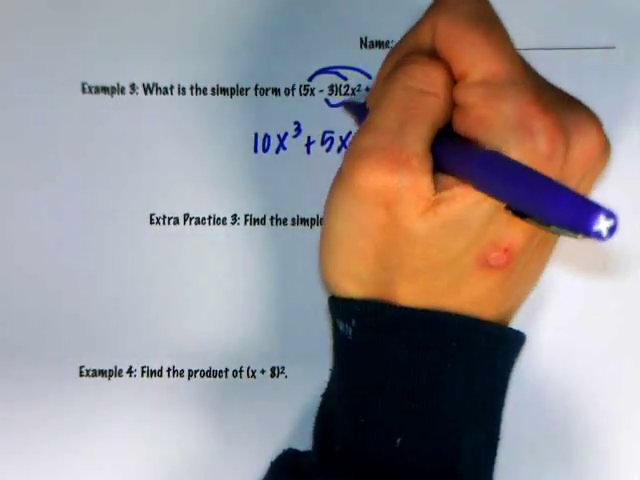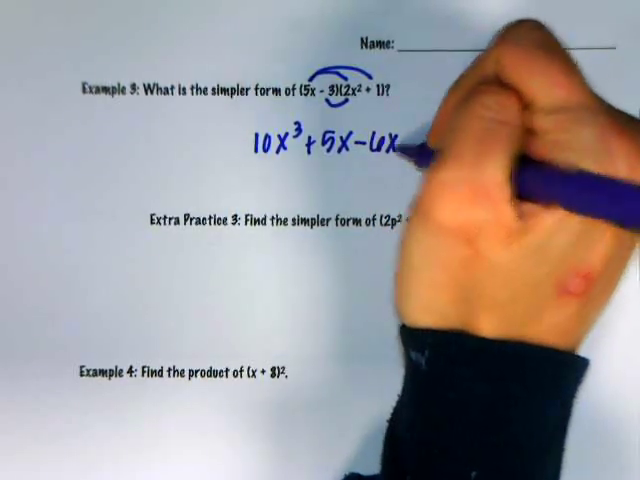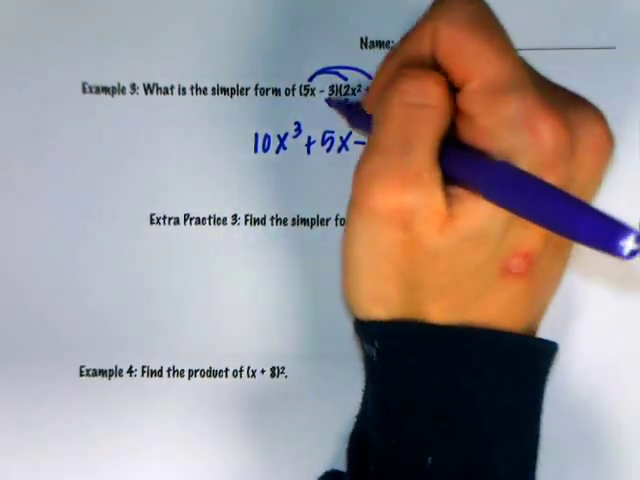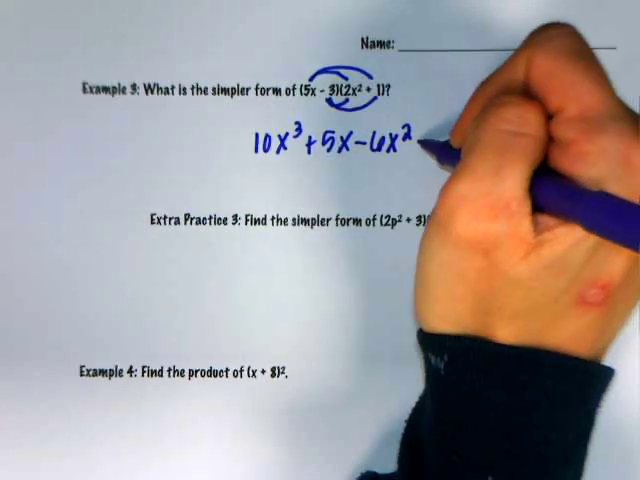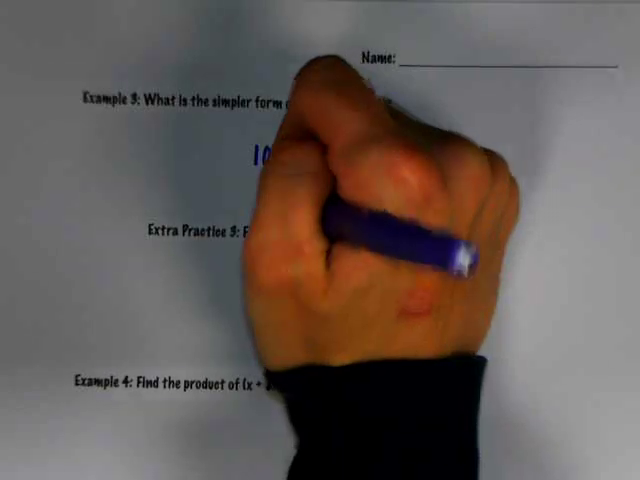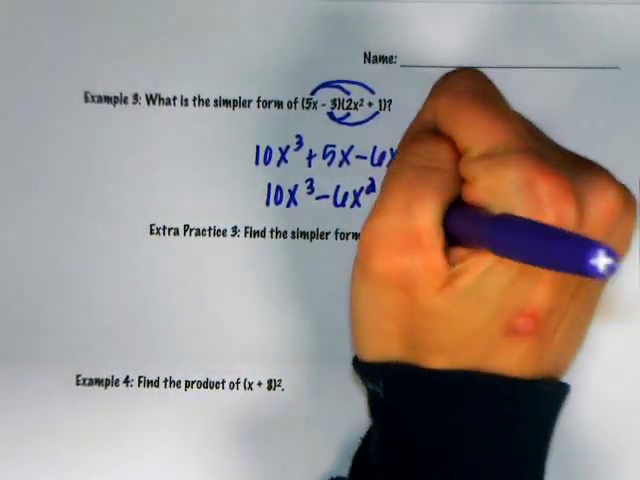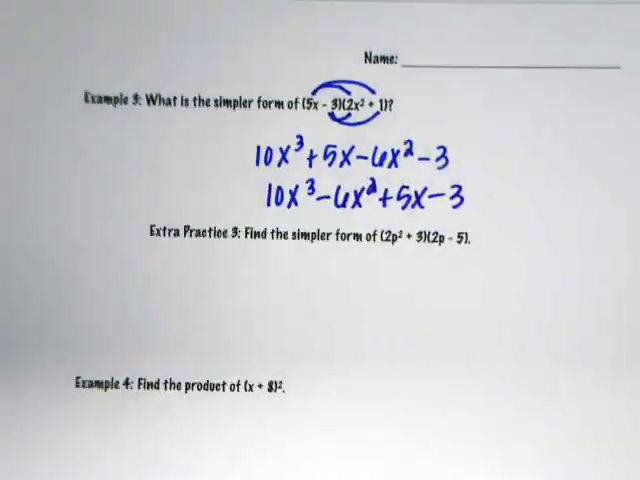And then negative 3 times 2x squared? Yep, negative 6x squared, and negative 3 times 1? Negative 3. So do I have any like terms here? No? Am I done? No. What's wrong with it? It's not in standard form. Yep. So we need to rewrite this as 10x to the third minus 6x squared plus 5x minus 3.